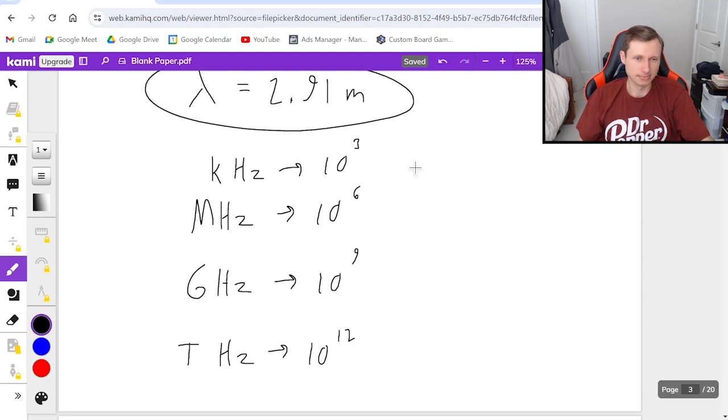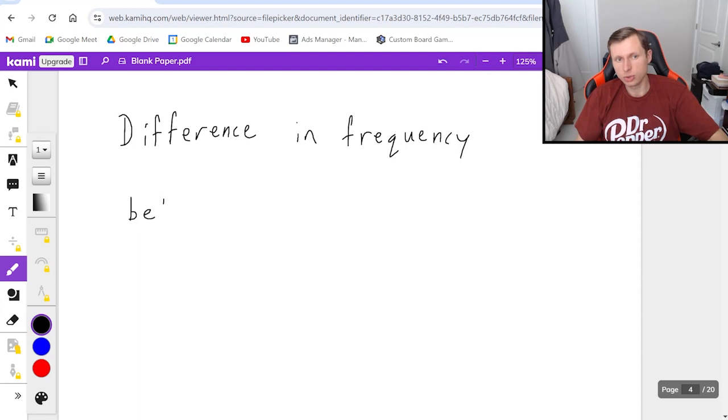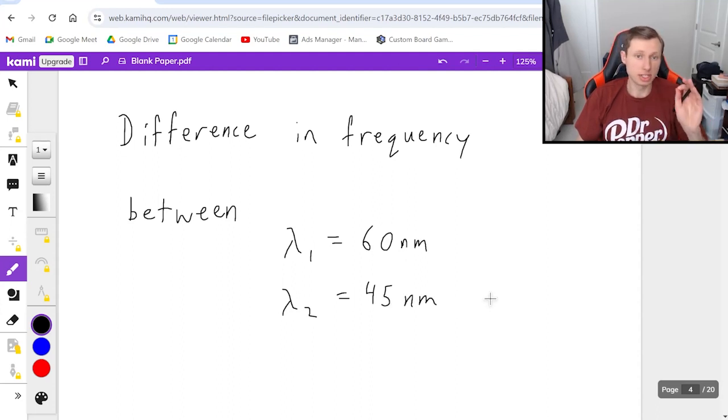So there you go. And so then I have one more question for you. This would be like a challenge question. I want to find the difference in frequency between two wavelengths of light, where lambda 1 equals 60 nanometers and lambda 2 equals 45 nanometers. And I want to know the difference between the frequencies. So go ahead, give this one a try. And when you're ready to see the solution, unpause the video.